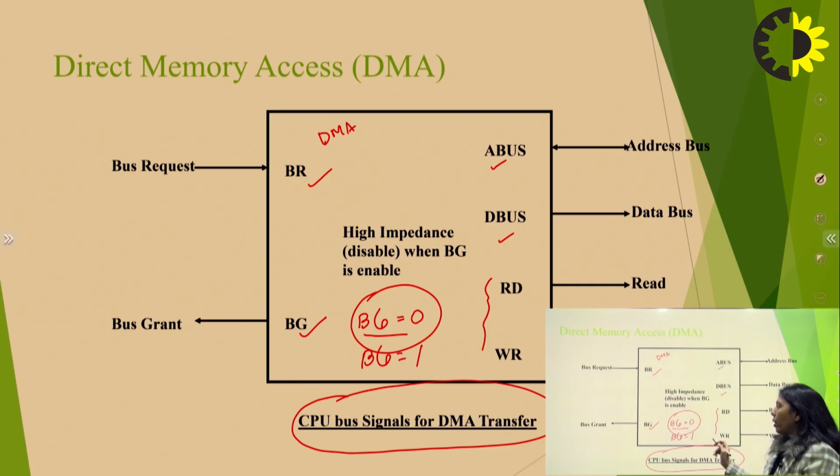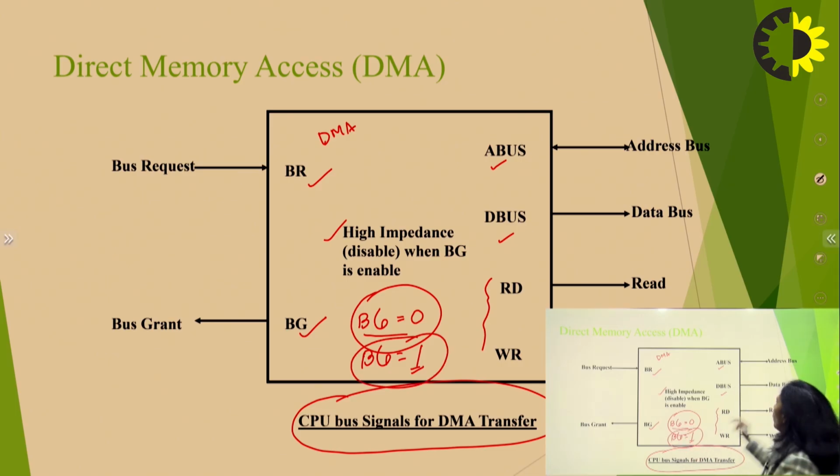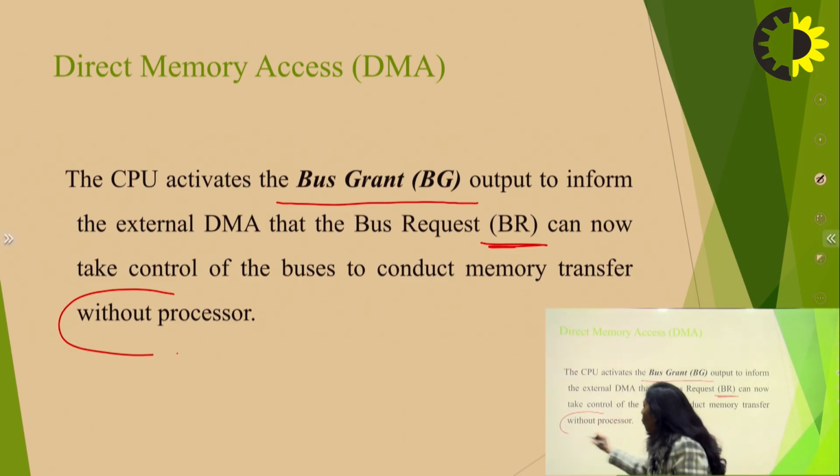When the bus grant signal becomes 1, the CPU goes to the high impedance state. High impedance state means the CPU becomes disabled for this particular task, which will be executed by the DMA controller. So, for the CPU to become disabled, the bus grant should become 1. The same thing is written here: the CPU activates the bus grant output to inform the external DMA that the bus request BR can now take control of the buses to conduct the memory transfer, and that too without the processor.